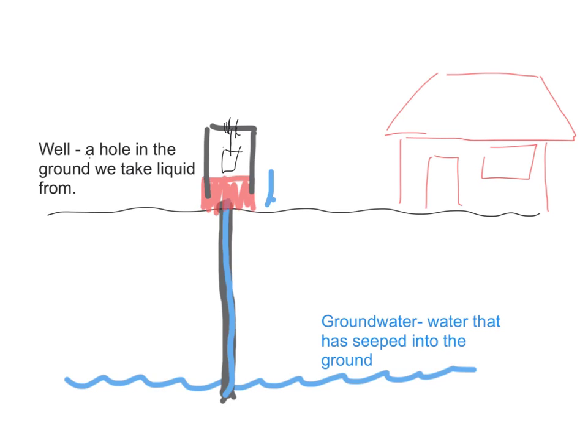Now, there we've got a few things. So we've got the well, we've got groundwater. Important words, yes, you need to know them. Let me circle them just so you remember: well and groundwater. And then we just drink it, right? Well, we used to, not so much anymore. So what do we do next?